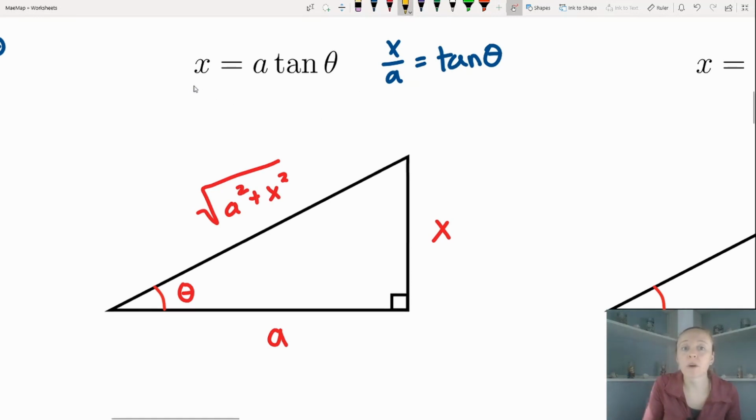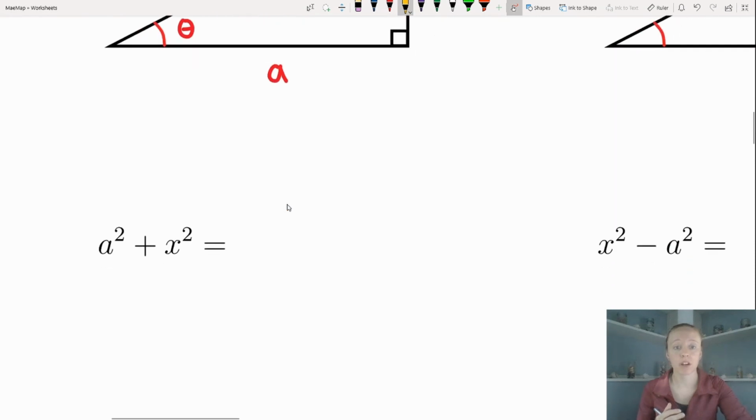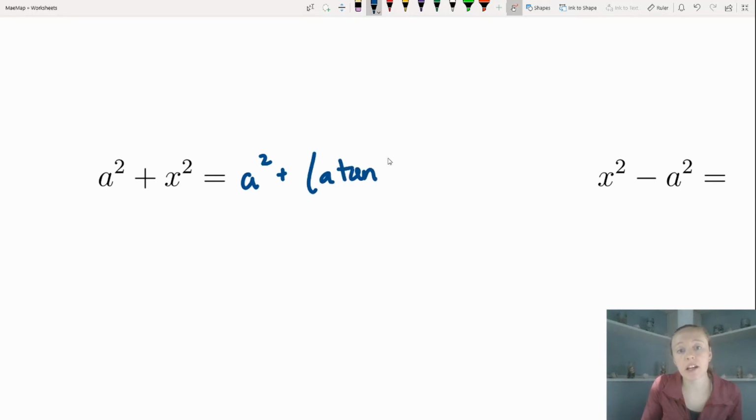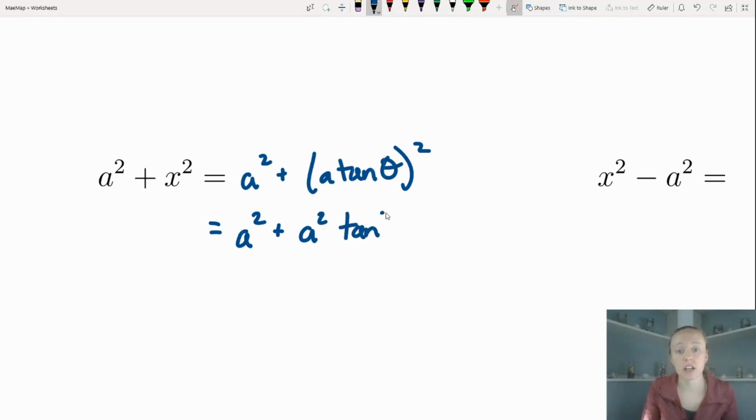So, with that being said, we're going to use this substitution when we have an a squared plus an x squared in our problem. So let's look at how that identity factors in. If we have a squared plus x squared, remember, our x that we're plugging in is a tangent of theta. So this becomes a squared plus a tangent of theta squared, which I'm going to simplify down like I did before because I can distribute that exponent because it's a product. So I'll have a squared plus a squared times the tangent of theta squared. Pulling out that common factor of a squared, I'll get 1 plus tangent squared theta.